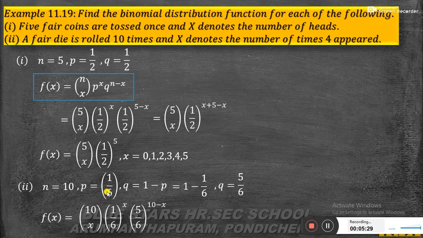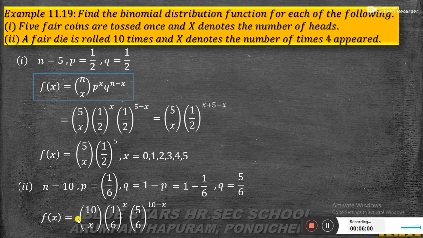1 by 6, because the sample space is face 1, 2, 3 up to 6. So 6. Here x denotes the number of times 4 appeared. In your die there is a 4 only once. So the probability of 4 on the die is 1 by 6. Therefore q means 1 minus p, 1 minus 1 by 6. Doing the cross multiplication, 6 minus 1 means 5 by 6.